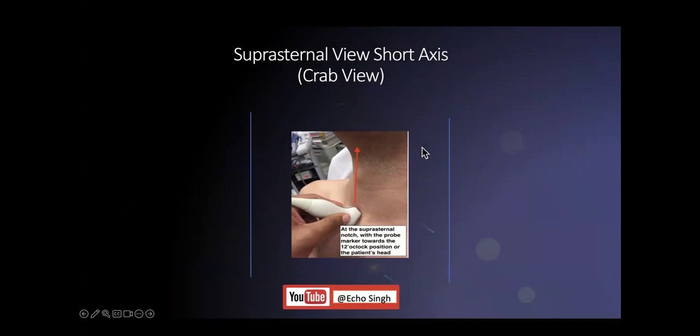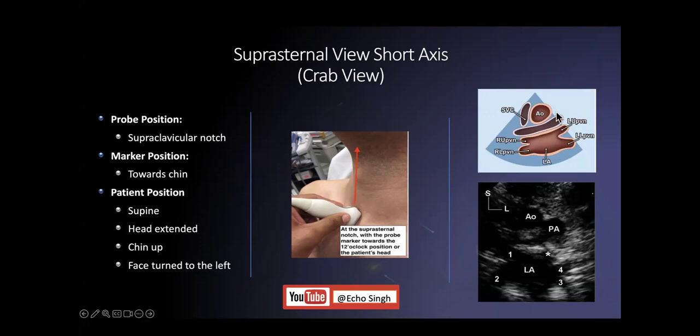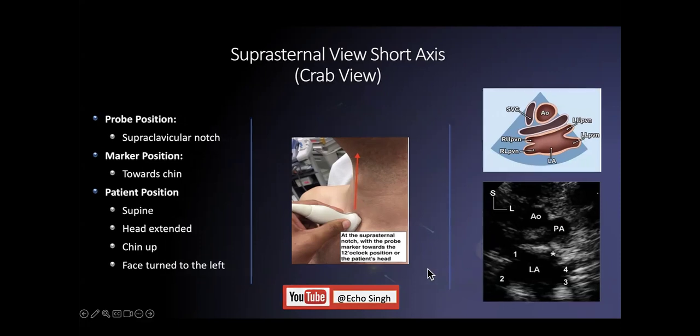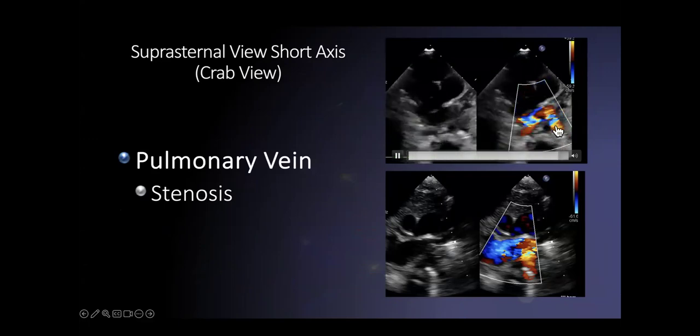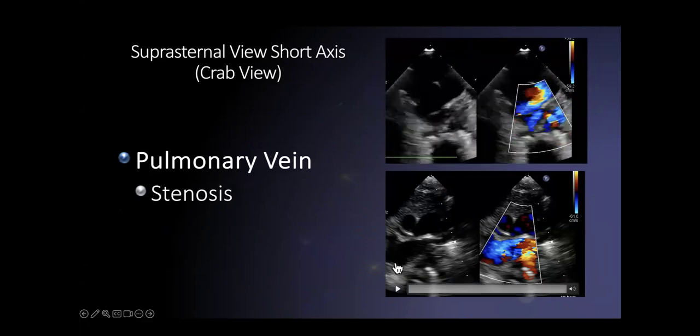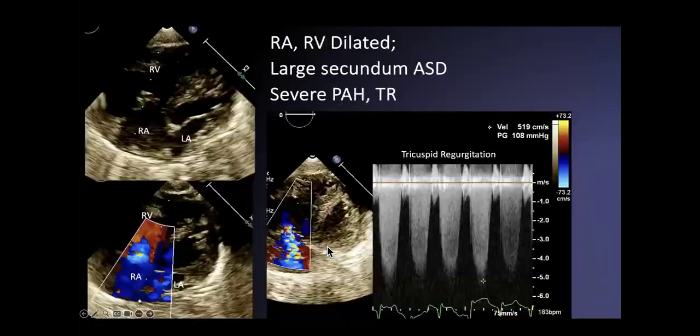And for young people, I just want to tell you how to take a crab's view, where we see all the pulmonary veins. The probe has to be right at the suprasternal area, and then positioned towards the chin. And this is what you see: all the pulmonary veins, upper and lower, in this view. And let me show you how stenosis looks in this view. You can see the lower pulmonary veins, and this pulmonary vein is showing an aliasing here. So that is a pulmonary vein origin stenosis.